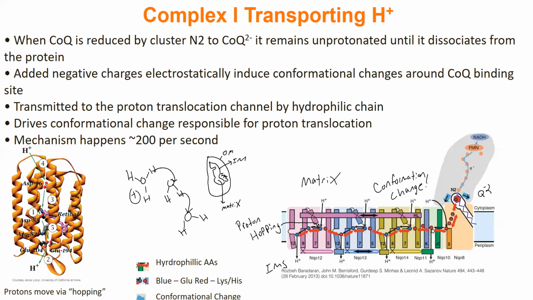So it's extremely fast. And then what happens for Q? When Q is about to leave, it will pick up 2 other protons and it will leave as QH2. And it will allow QH2 to travel through the lipid bilayer until it comes to complex 3. So that's where QH2 is trying to go to, complex 3. But overall, that is basically how complex 1 works.